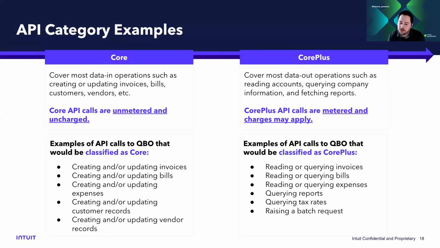Some examples of API calls to QuickBooks Online that would be classified as Core Plus: reading or querying invoices, bills, and expenses, fetching reports and tax rates. And one nuance that is important to call out is batch requests. Technically they can be used across data in and data out, but they are included in Core Plus. Now we have a full table of API entities, HTTP methods, and URI patterns available on our Developer Help Center. As well, we have some of this directly in our portal now, which we will show in just a few slides.